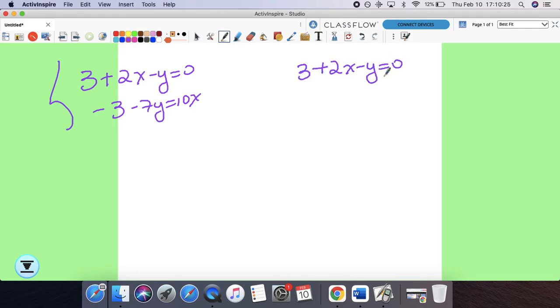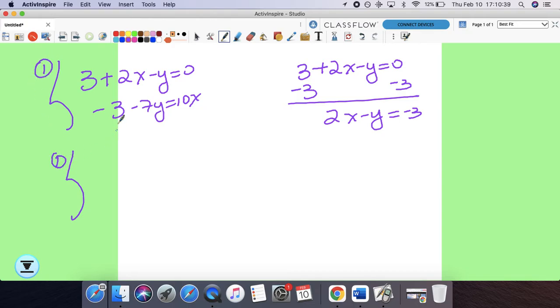So let me throw the 3 to the other side. If I do minus 3, I get 2x minus y equals negative 3. So that's what I'm going to work with. So equation number 1 is being rewritten as 2x minus y equals negative 3.